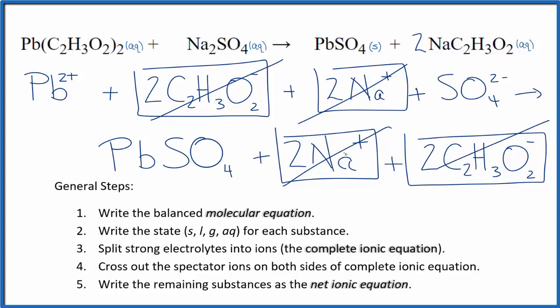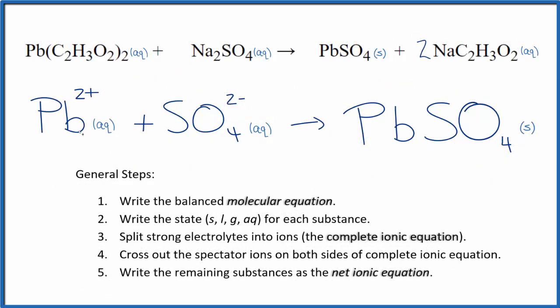Let me clean this up, write the states. We'll have our net ionic equation. So this is the balanced net ionic equation. We have a 2 plus here and a 2 minus. That adds up to a net charge of 0. This lead-2 sulfate, it's neutral, so it has a net charge of 0. So the charge is balanced. If you count the atoms up, they're balanced too.